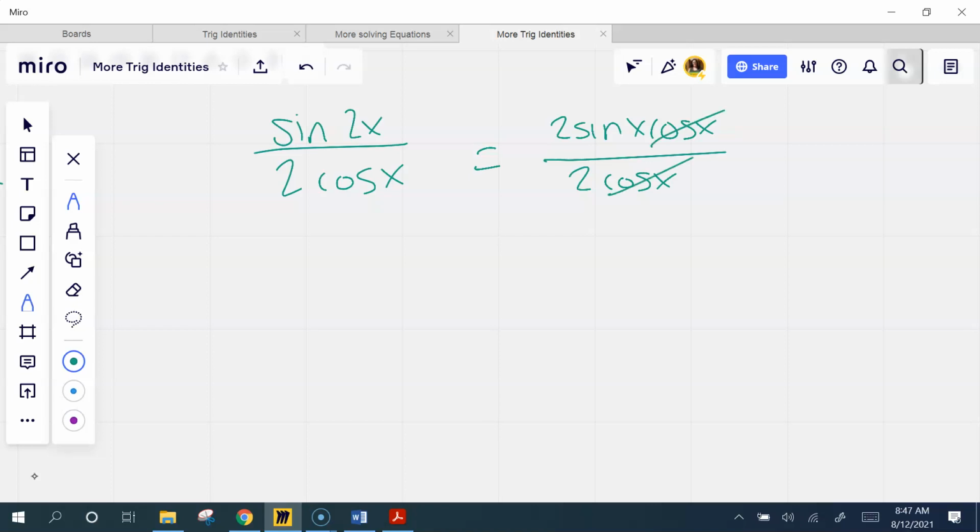Cosines go away, the 2's go away, and I'm simply left with sine x.